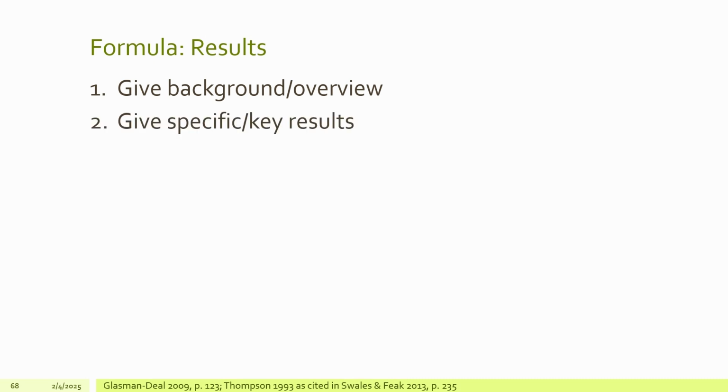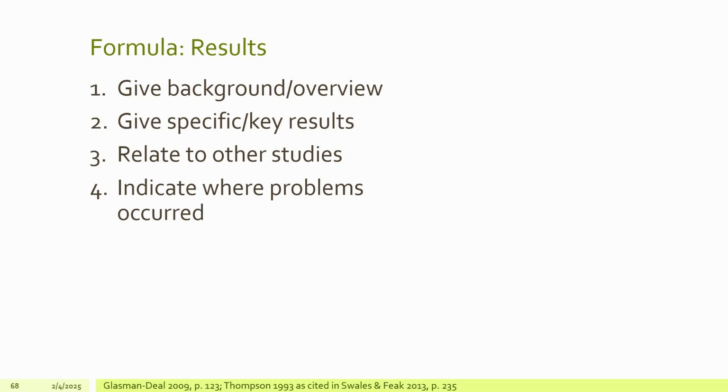Glassman-Deal gives several tasks for the results section and goes into each in more detail. I've included some of the most relevant here. 1. Give background or overview. 2. Give specific or key results. 3. Relate to other studies. 4. Indicate where problems occurred. And 5. Identify possible implications.